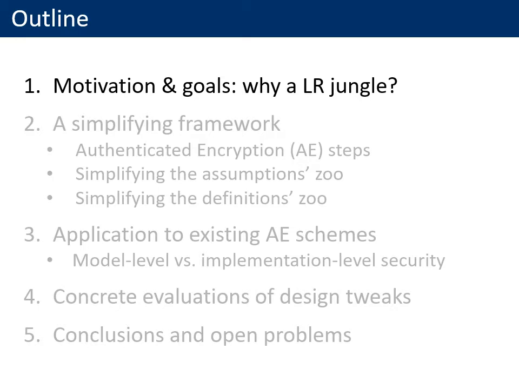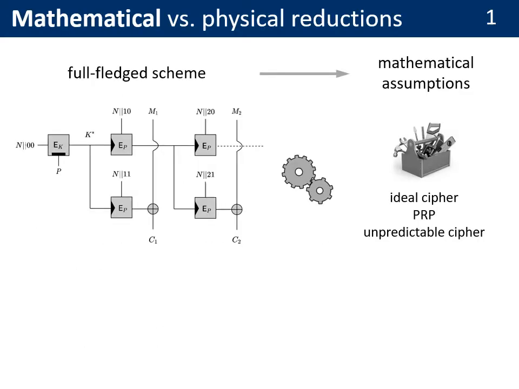As an introduction, I would like to start with a few words of motivation, describe our goals, and start with the question: why a leakage resistance jungle? For this, I first would like to discuss the differences and similarities between mathematical security reductions and physical security reductions. In mathematical security reductions, we have a full-fledged scheme and we want to reduce it to some mathematical assumptions. For example, here, we have an encryption scheme based on a tweakable block cipher, and we want to reduce it to the assumption that the tweakable block cipher is an ideal cipher or a pseudorandom permutation.